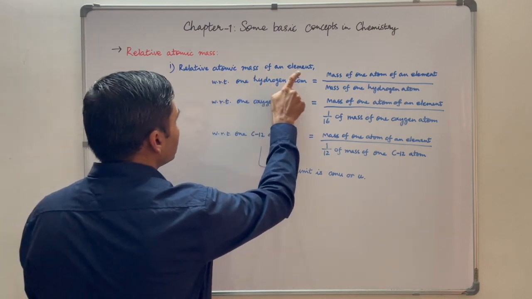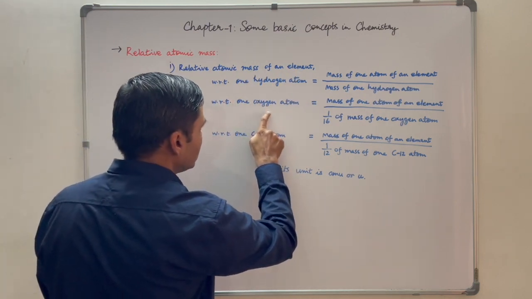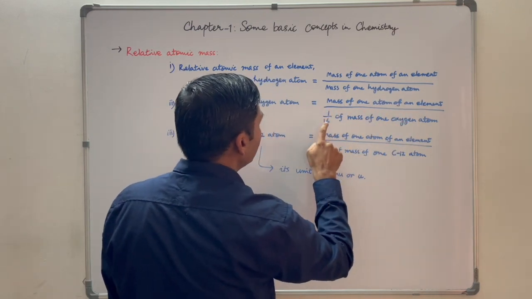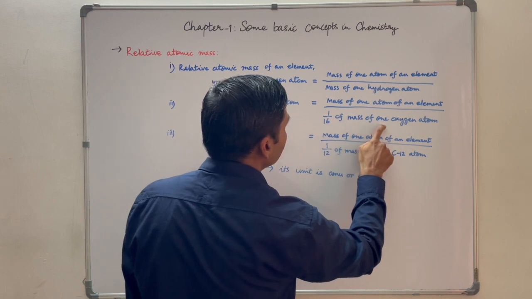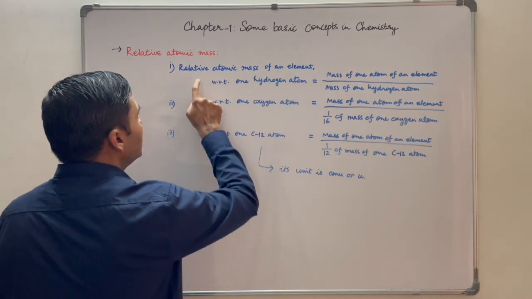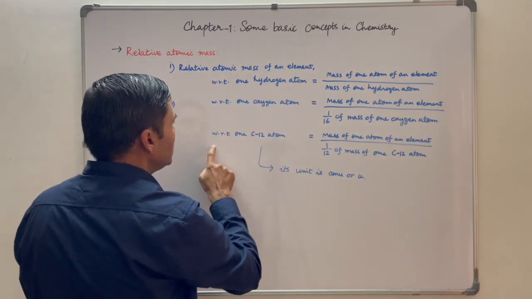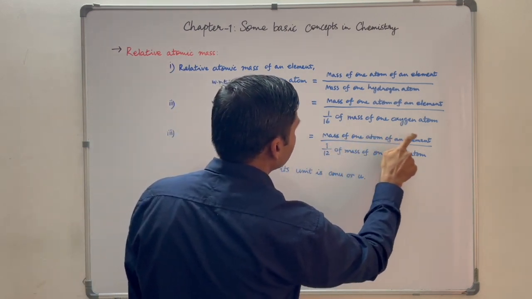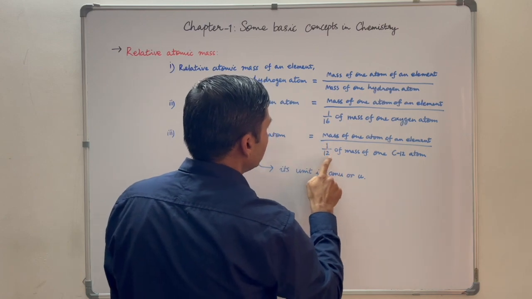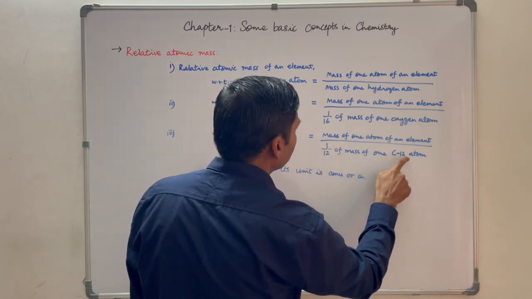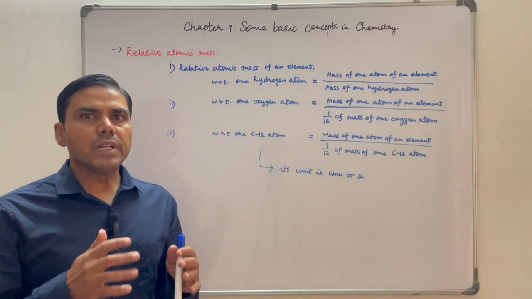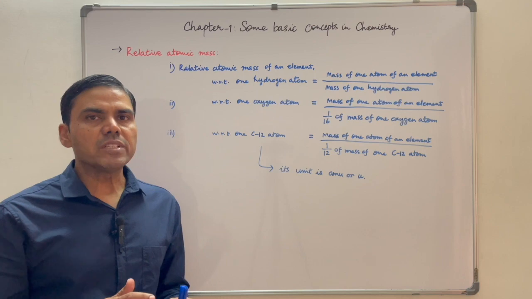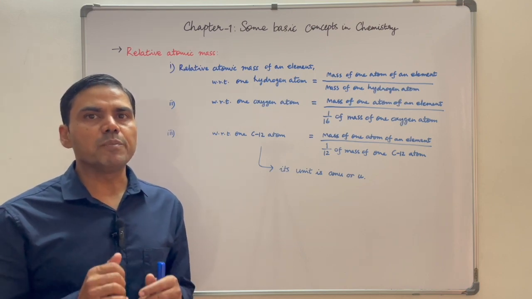And relative atomic mass of an element with respect to one oxygen atom is equal to mass of one atom of an element divided by 1 by 16 of mass of one oxygen atom. And relative atomic mass of an element with respect to one carbon-12 atom is equal to mass of one atom of an element divided by 1 by 12 of mass of one carbon-12 atom. Unit of relative atomic mass is AMU or U. AMU stands for atomic mass unit and U stands for unified mass.